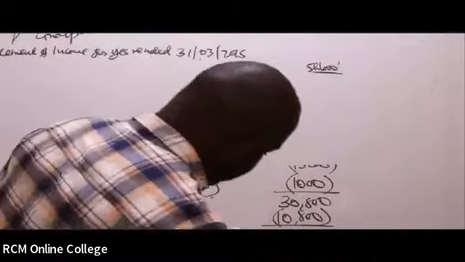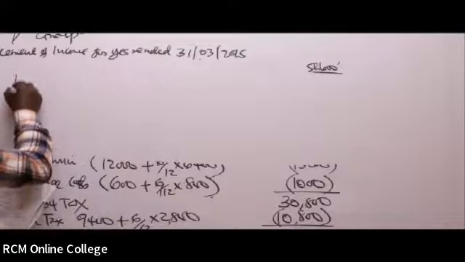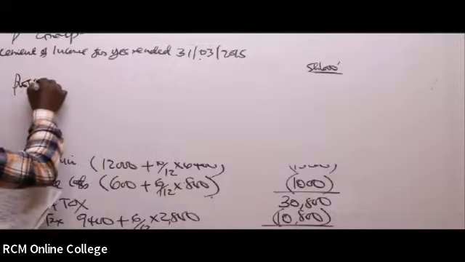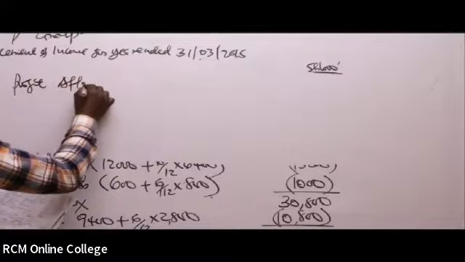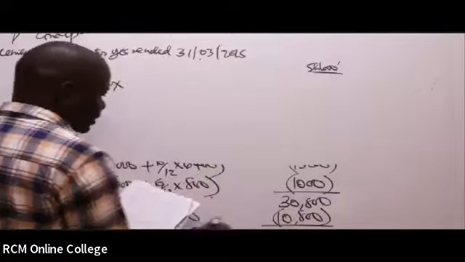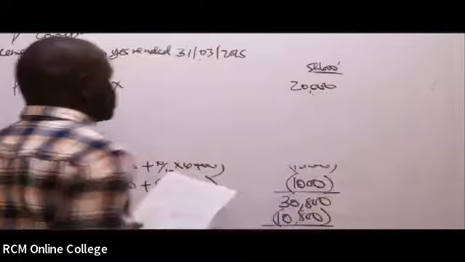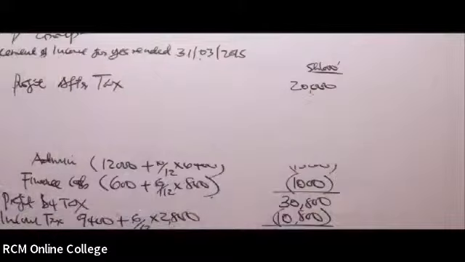So the profit after tax, you'll actually get the profit after tax. When you do the mathematics, they should be able to give you 20 million. Like that. So those are all the adjustments.